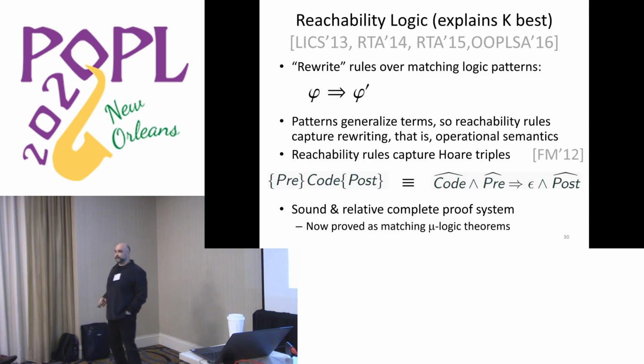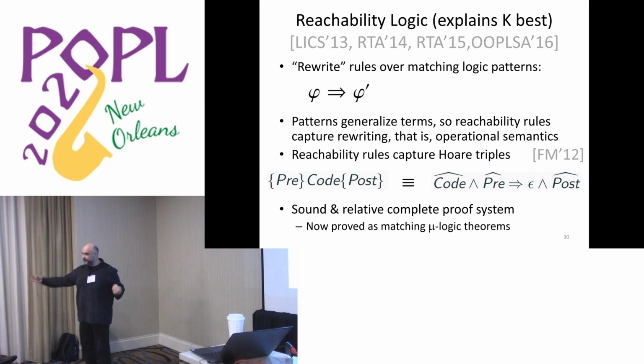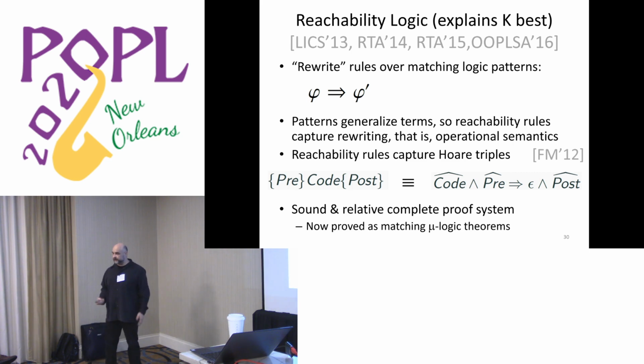But more importantly to K is that rewriting or reachability claims can now also be seen as statements in matching logic. And why is that important? First of all, because that's what K really does. It proves such reachability claims. Second, because Hoare logic triples, like pre-post conditions, can be seen as reachability claims, where you start with a configuration containing the code and the precondition, and go to a configuration where the code is empty and the postcondition holds.